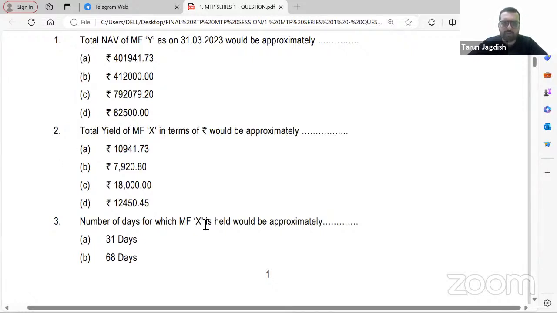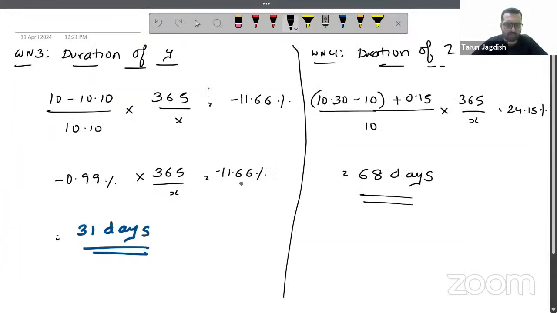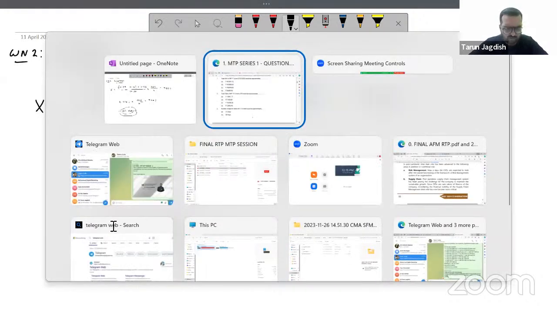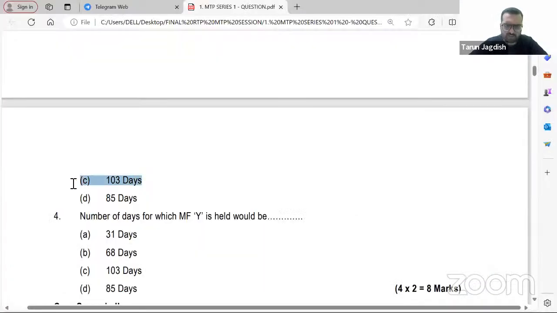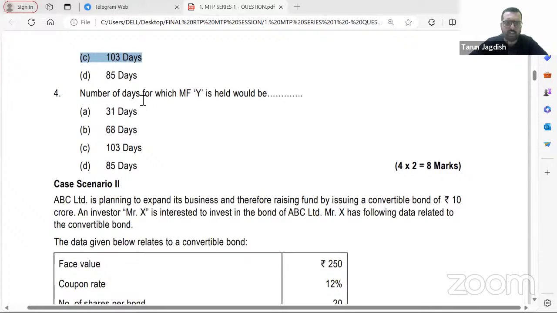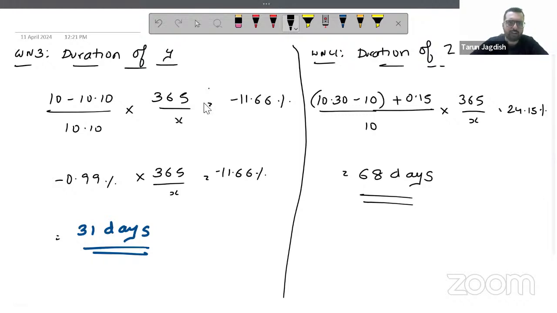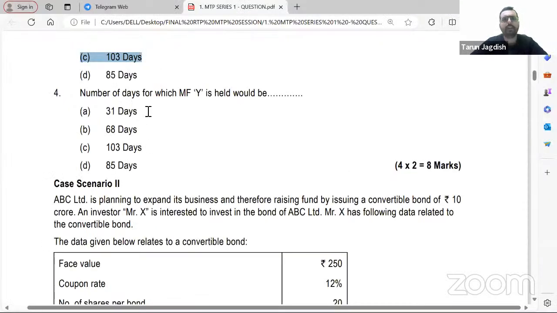Number of days for which mutual fund X would be held approximately. I think we already got the answer for that one. How many days will mutual fund X be held for? 103 days. Let's cross check. See, they've got the same answer. 103 days, C. Okay. Number of days for which mutual fund Y will be held. Let's go and check that now. Y was 31 days. Have they got the answer? 31 days. That's it. So we have got all the 4 answers, friends.